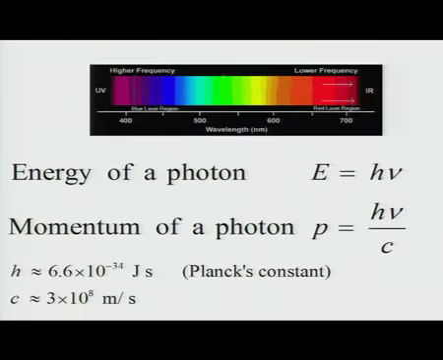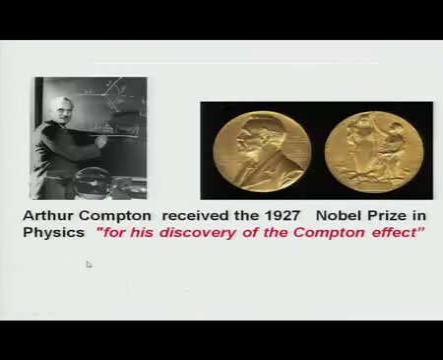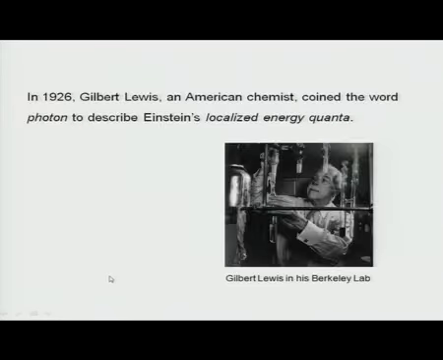So, only after Arthur Compton's beautiful work on scattering of photons, one finally could believe that the energy of a photon is given by h nu and the momentum of the photon is given by h nu by c, where h, as we know, is the Planck's constant and c is the velocity of light in free space. Arthur Compton received the 1927 Nobel Prize in Physics for his discovery of the Compton effect. In 1926, Gilbert Lewis, an American chemist, coined the word photon to describe Einstein's localized energy quantum.